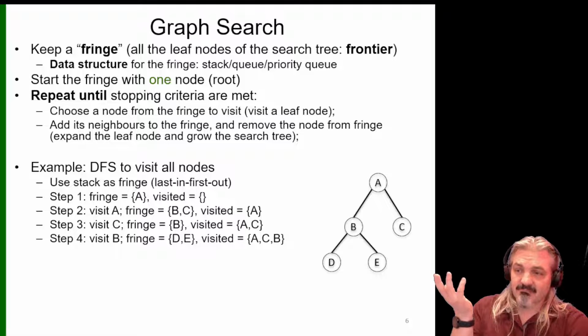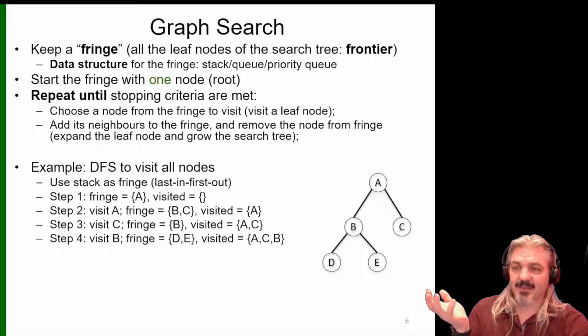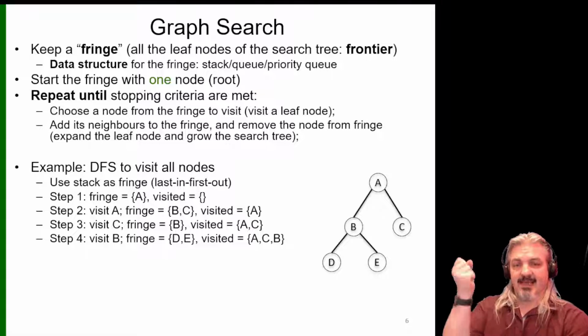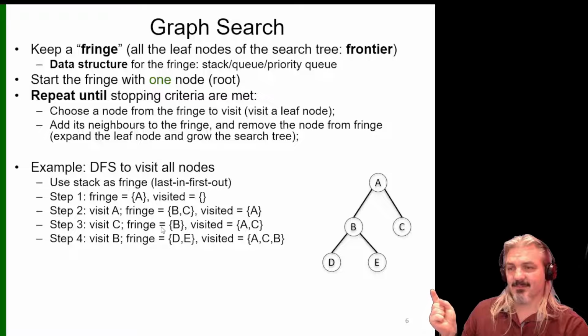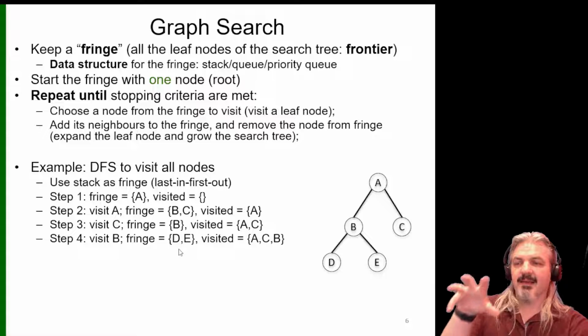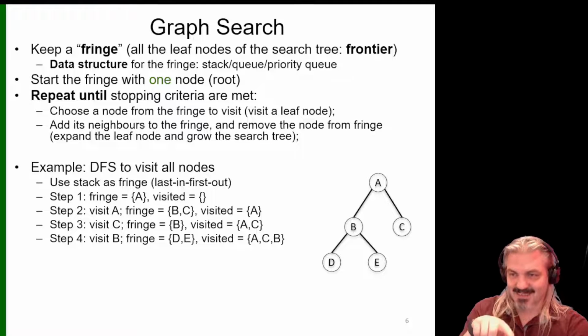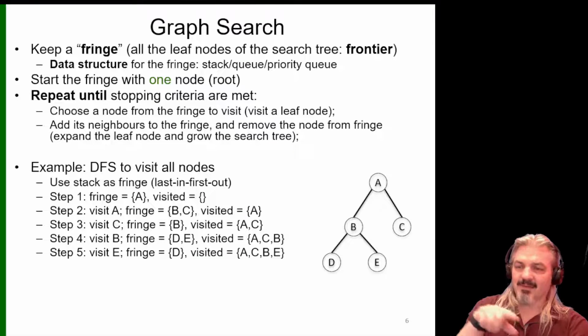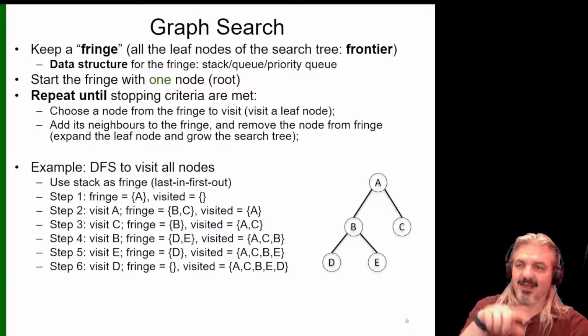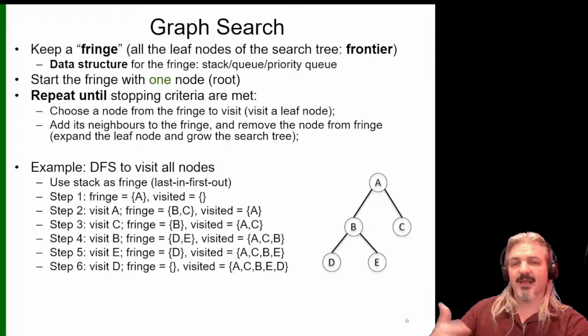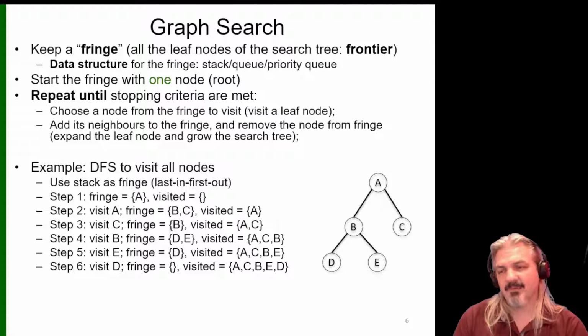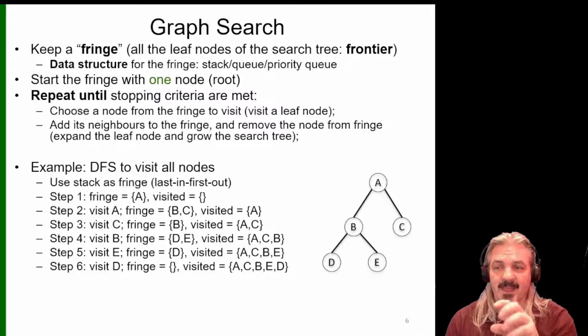There were no children of C, so we look back at the fringe and go, oh, B's left in it, so let's take B out and visit B. Then we have a D and an E, and now we've visited A, C, and B. Then we go, well, the last one on was E, so we visit that one, and then we visit D, and we're done, right? So we've now visited every node in the graph, and we can say the order in which they were visited.